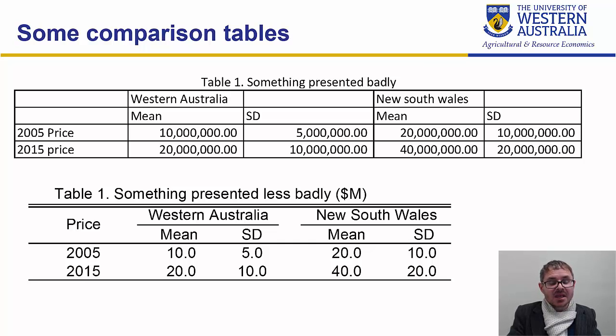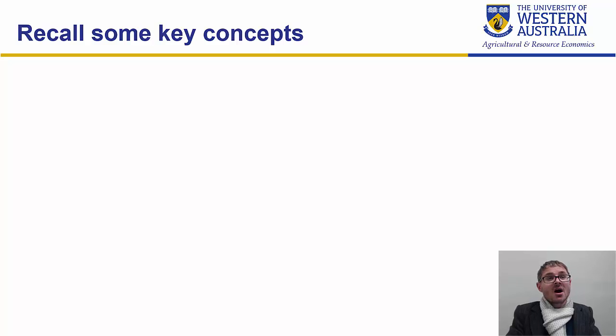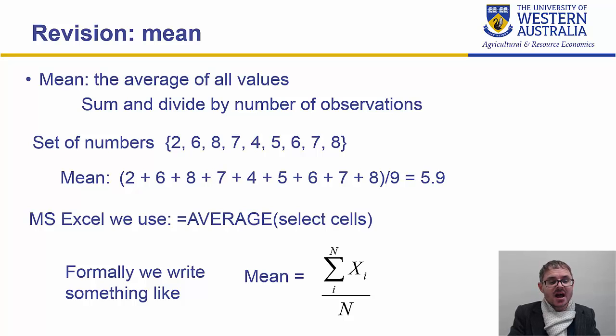So now we're going to look at some key concepts. And again, this is just some revision for you. I'm pretty sure it's going to be some revision for you. I'm just going to recall a few things that you may have forgotten since you did your last course on something quantitative. So the mean is the first thing that we're going to start with.